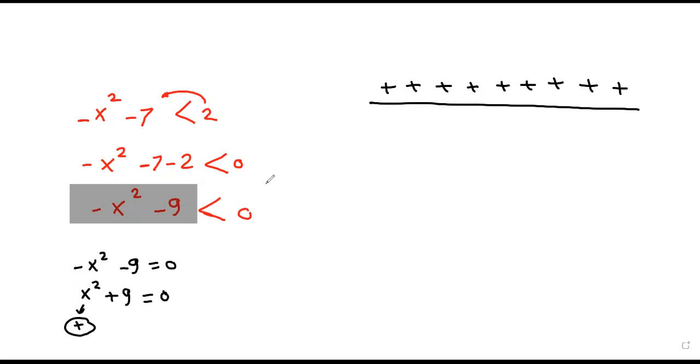What I need in this inequality is all values less than 0. So actually, I don't have any value for x that makes this expression less than 0. So in this case, the solution set is empty.